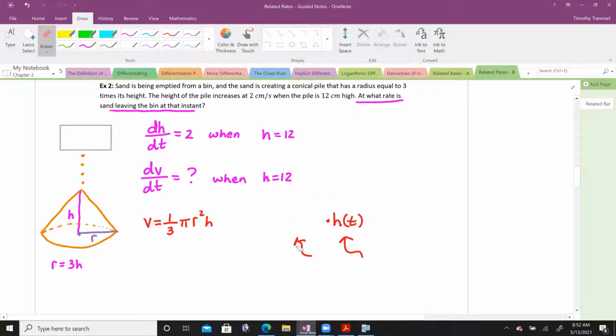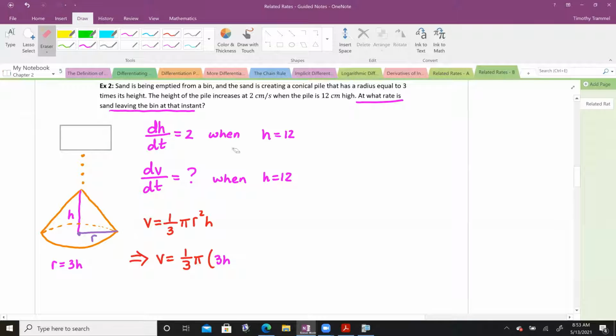So one thing we could do is we were given this thing right here, r equals 3h. Why don't we use that? So we could rewrite V here as 1/3 pi, and in place of r, I could use 3h.